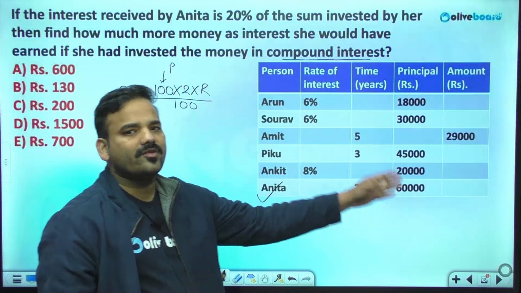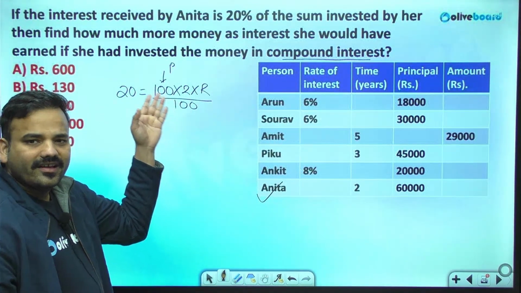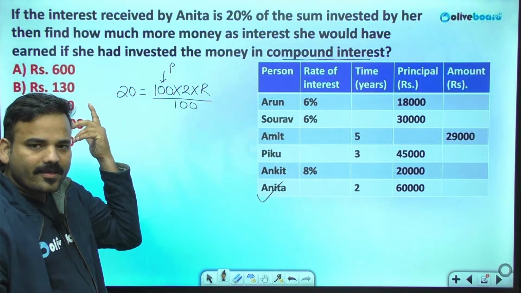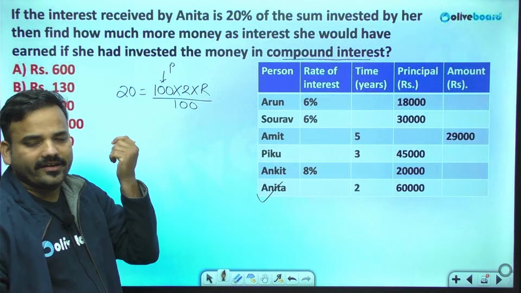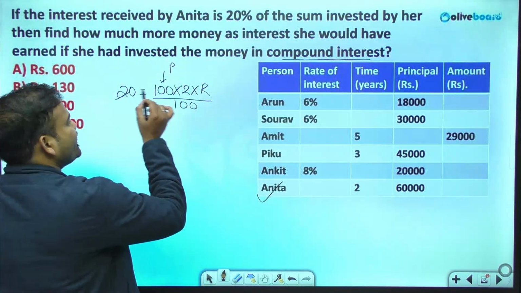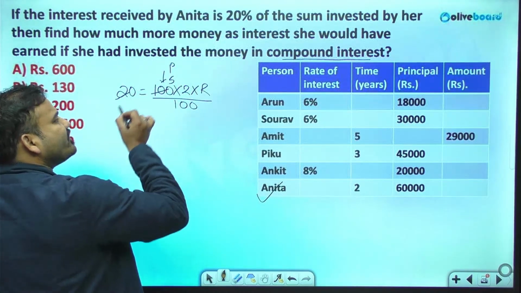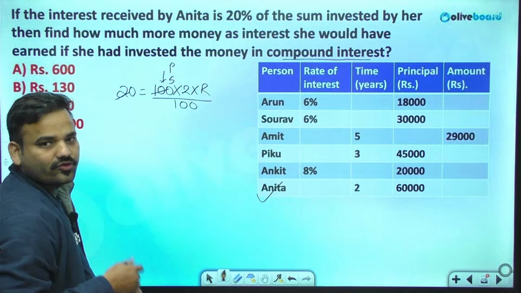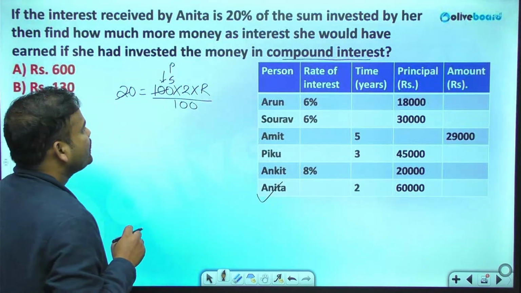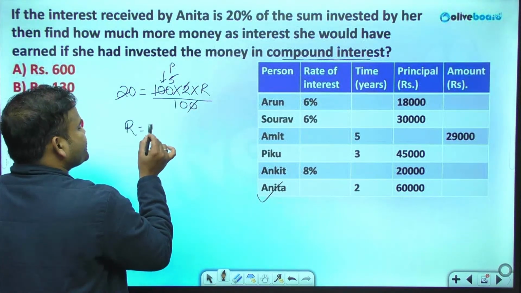20% of 60,000 will be 12,000. Write 12,000 here, write 60,000 here. That will be of no use, that is going to get eliminated, right? 20% means 1 out of 5, the ratio is 5 and 1. If you consider 12,000 and 60,000, 12,000 eliminates 60,000 5 times, so no need of writing 60,000. We are not here to calculate the value. So 5 into 2 is 10. The rate of interest is 10%.